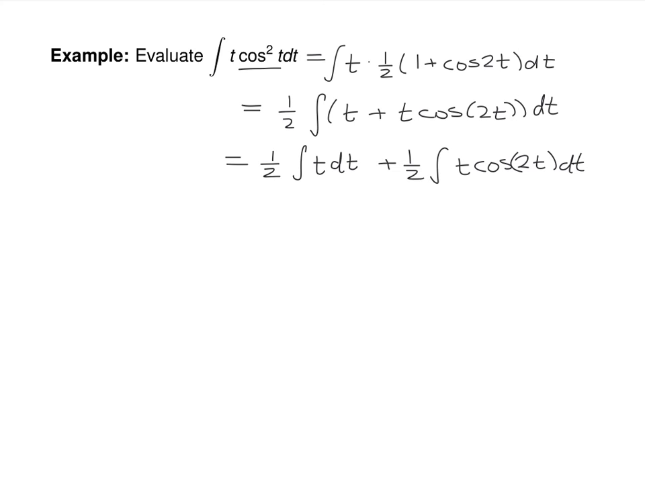And now this first integral is super easy. The antiderivative of t is 1/2 t squared. So multiplying the 1/2 by the 1/2 you get by antidifferentiating, you're going to get 1/4 t squared.